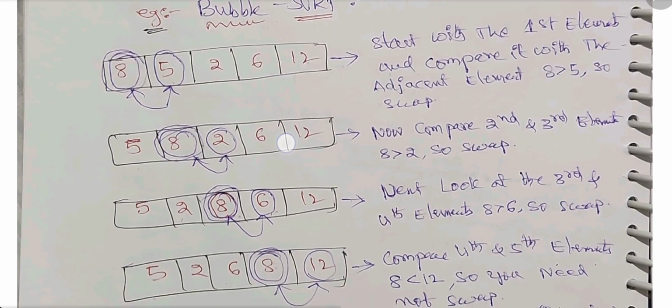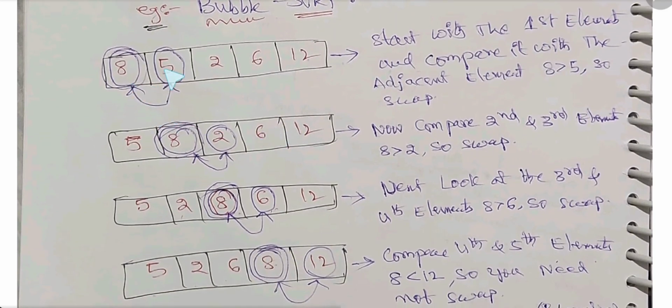Bubble sort. For example, a small example is taken: the numbers 8, 5, 2, 6, 12. We'll compare 8 and 5. If we need to arrange in ascending order, small to big, increasing order, 8 is greater than 5, so it will be swapped. 5, 8, 2, 6, 12.